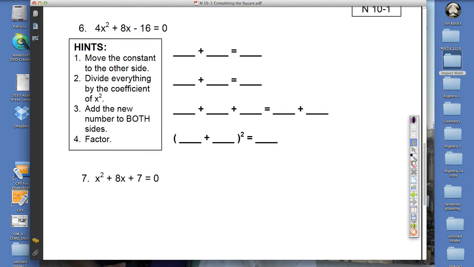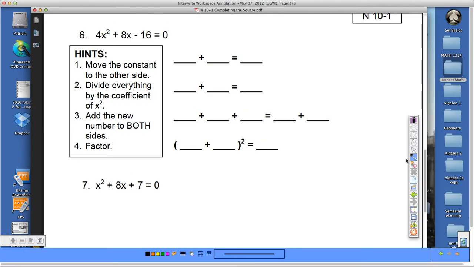If you had to solve a quadratic instead of using the quadratic formula, perhaps. All right. Now, here's a big hint or a big question. This is very important, number 2. Divide everything by the coefficient of x squared. If it is not x squared, you have to make it x squared.